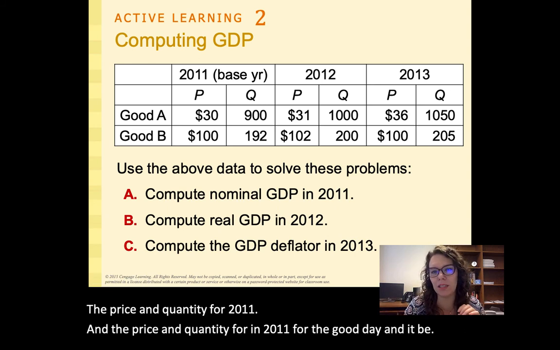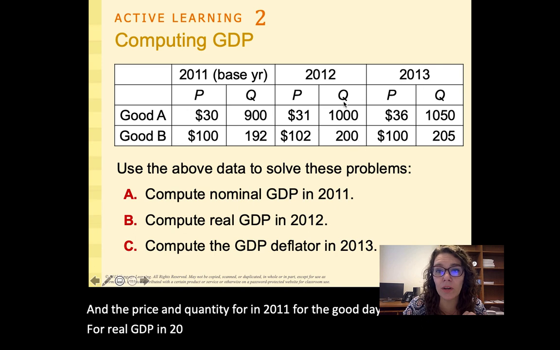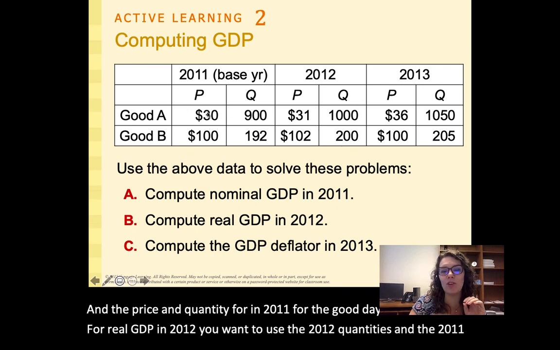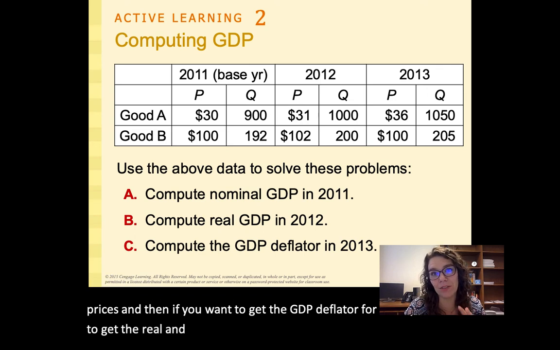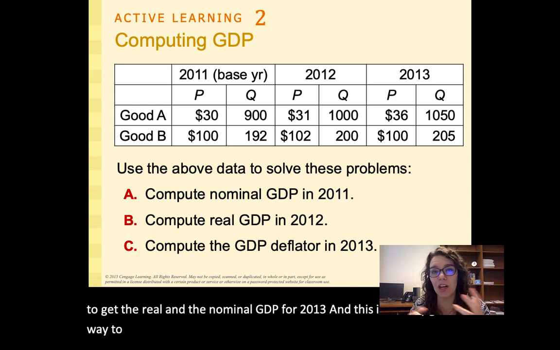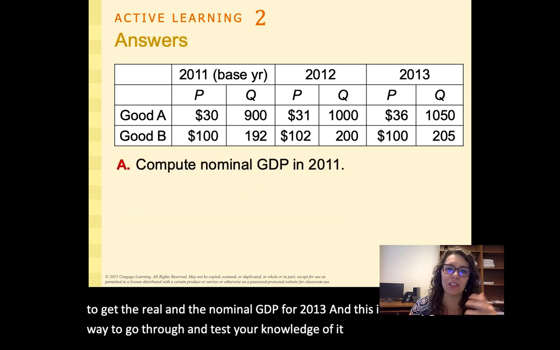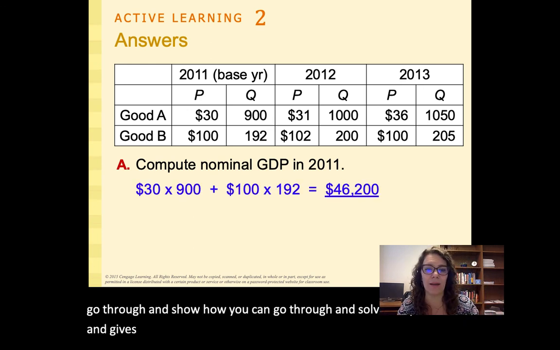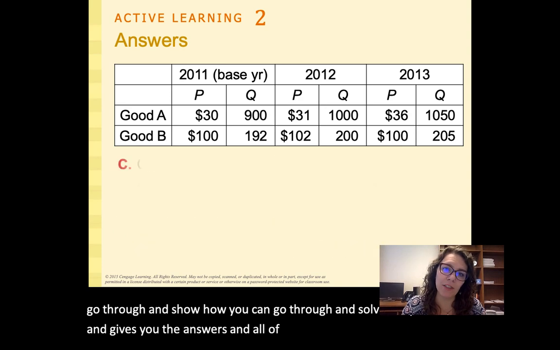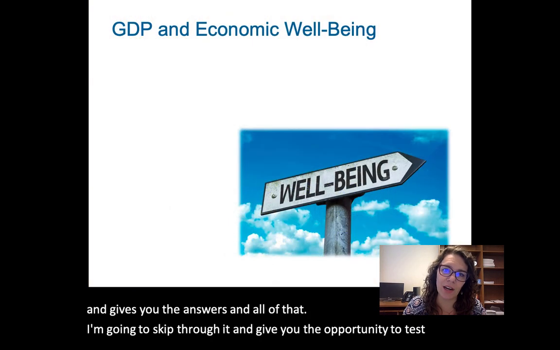For real GDP in 2012, you want to use the 2012 quantities and the 2011 prices. And then if you want to get the GDP deflator for 2013, you want to get the real and the nominal GDP for 2013. This is a really great way to test your knowledge of it, because the next slides show how you can solve the problem and give you the answers. So I'm going to skip through it and give you the opportunity to test yourselves and give that a try.